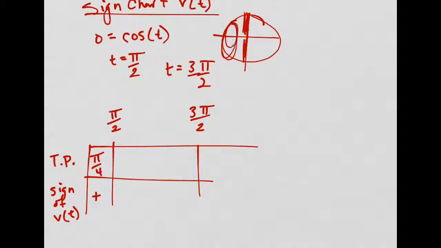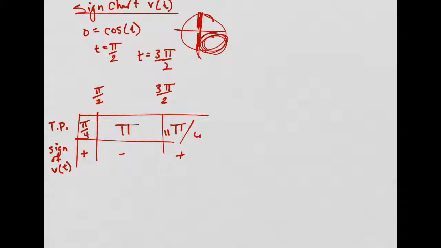Plug something that's in the middle here. That'll definitely give us a negative for cosine. Let's just say pi, because that's definitely in the middle. That's definitely negative 1. And then let's try something over here. 11 pi over 6. It's not really necessary to know exactly the test point, just because we already know over here cosine is positive. So there we go. There is our sign chart for velocity.